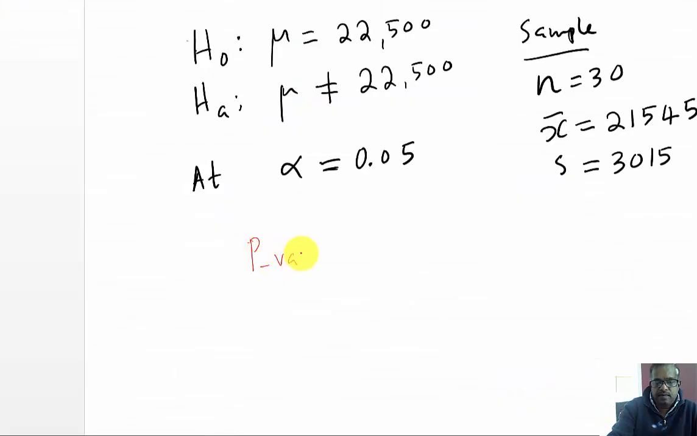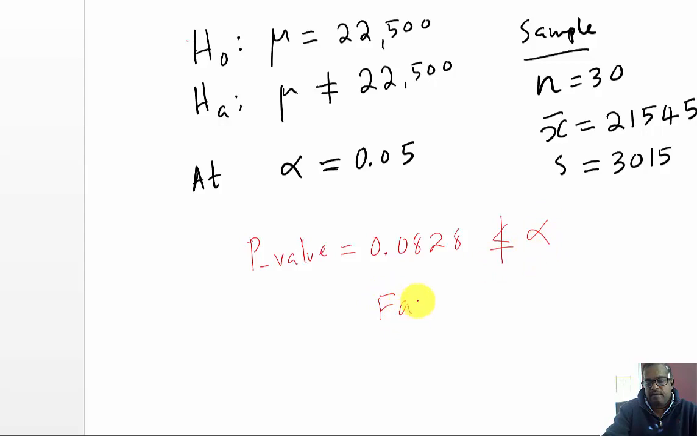We get 0.0828, which is p-value is not less than or equal to alpha. Therefore, we fail to reject H0. If the p-value is less than or equal to alpha, we reject H0. If it is not, then fail to reject H0.